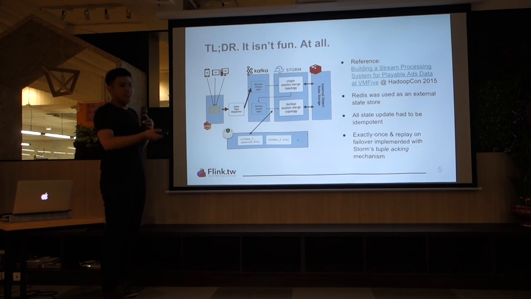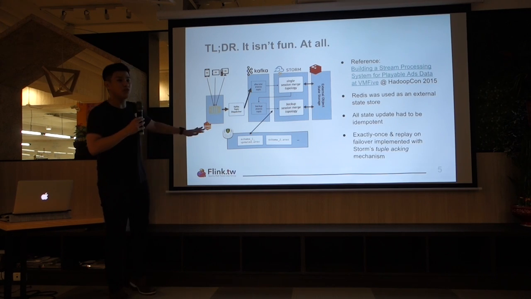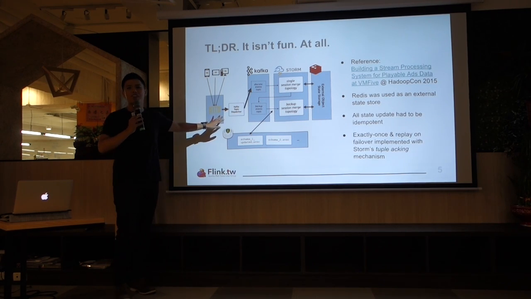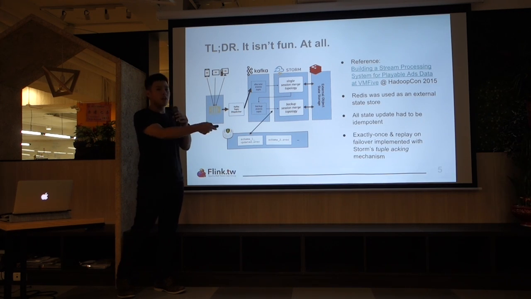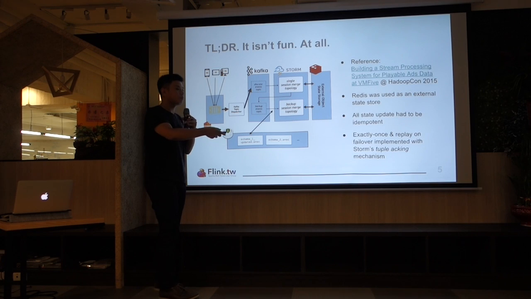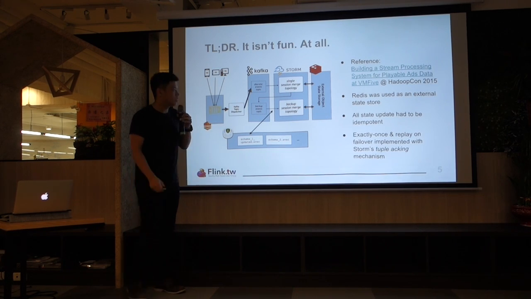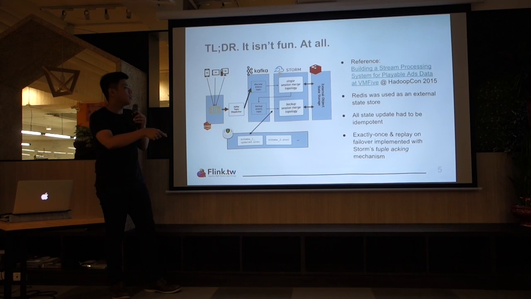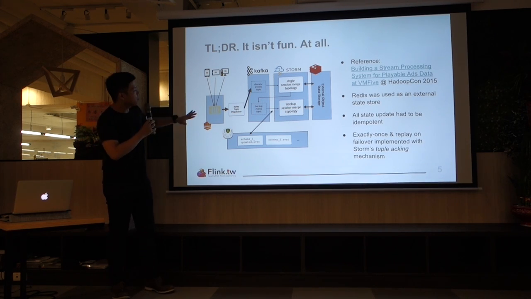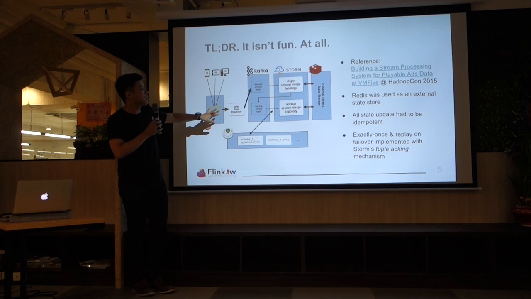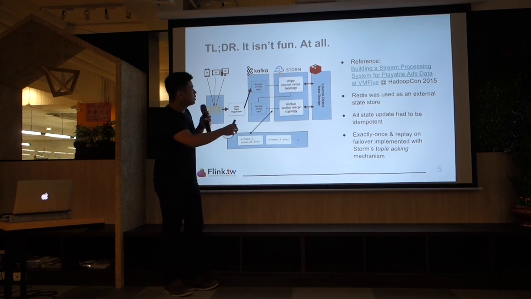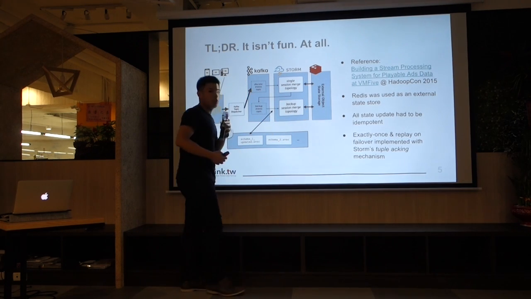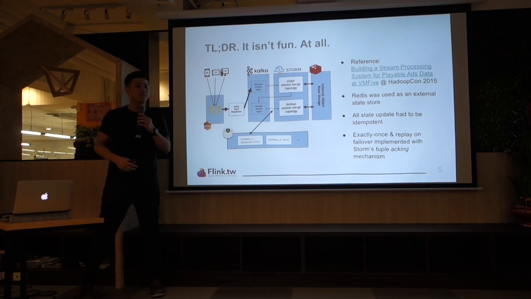I told you a lot about all this, and it isn't fun at all. This is actually the architecture, just proof that it really happened to me. This is a reference architecture that I gave at HadoopCon one year ago. It was called Building a Stream Processing System for Playable Ads Data at VM5. The architecture here seems rather simple. Redis was used as an external state store, but actually all these arrows took a lot of work to make it work as expected.